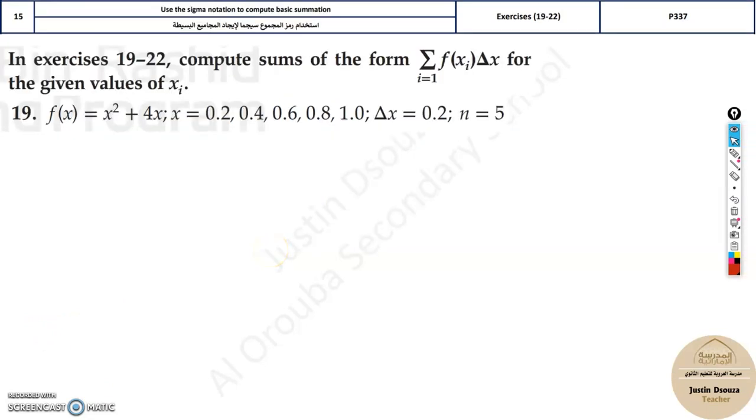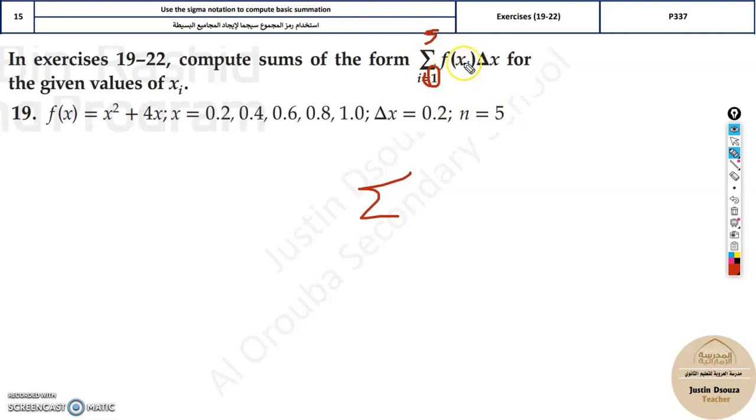The 15th topic is to use sigma notations to compute basic summations. Over here, this type of problem can be solved in various methods. I will go with the easiest and the simplest, the calculator method. Okay, so now before we start solving, we must know some basic things. This is the summation symbol. The intervals will be given from i to a certain limit, say n.